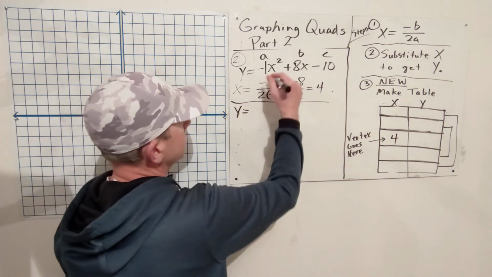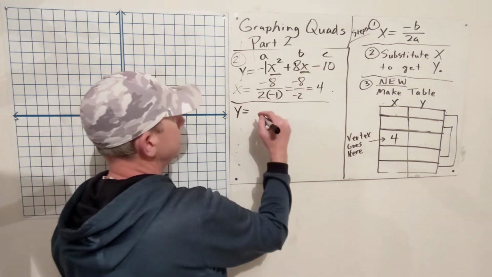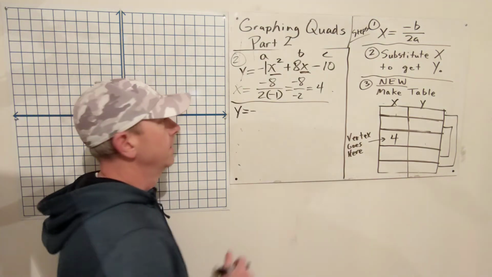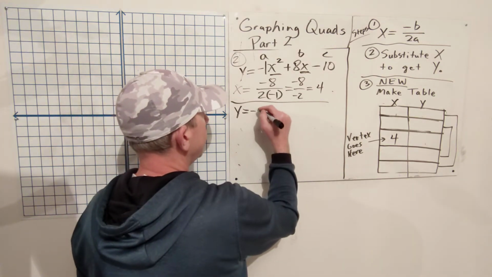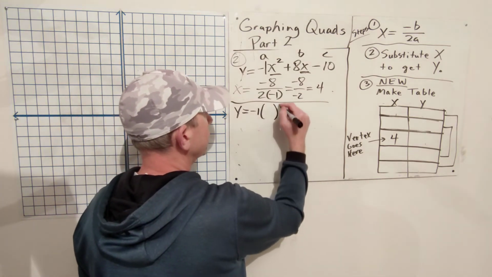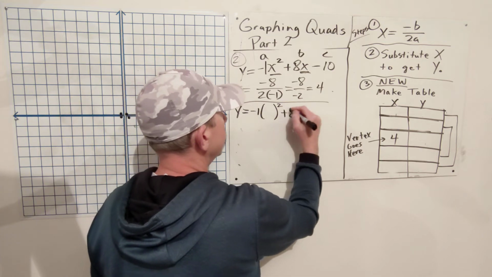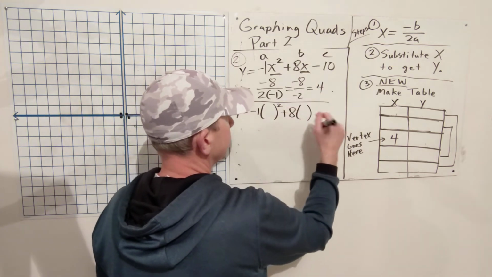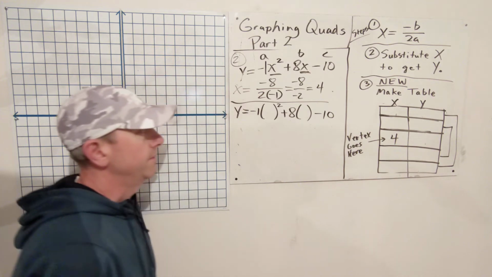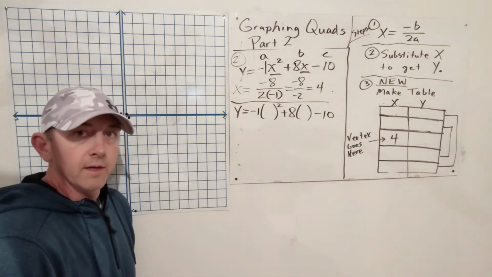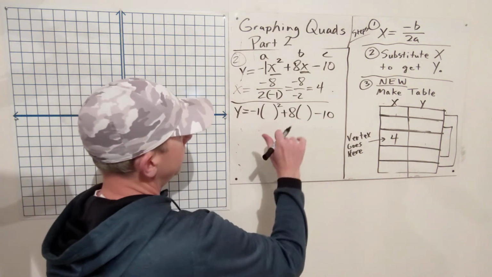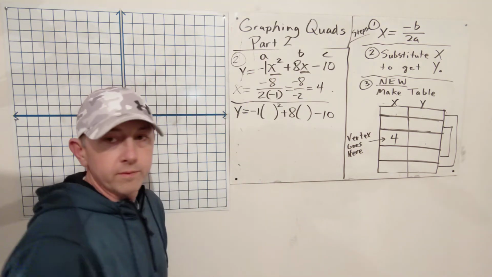So we go to the next. We're going to plug it in and substitute. Now this is very important. Make sure you put the negative, or -1 in this case, outside the parentheses squared. The 8 is outside the parentheses just like before, -10. This part right here is very, very important.